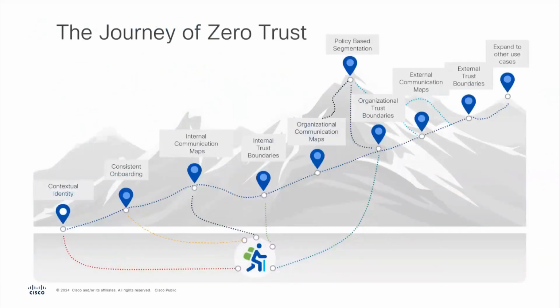So when we talk about Zero Trust, now we also have to talk about the idea of, okay, where are we within our overall Zero Trust journey? And as part of this Zero Trust journey, what you're going to see is ISE will then play its part in terms of feeding identity into your traffic maps. It's going to be part of your policy-based segmentation. It's going to be a major aspect of that consistent onboarding, and of course, the contextual identity piece of that.